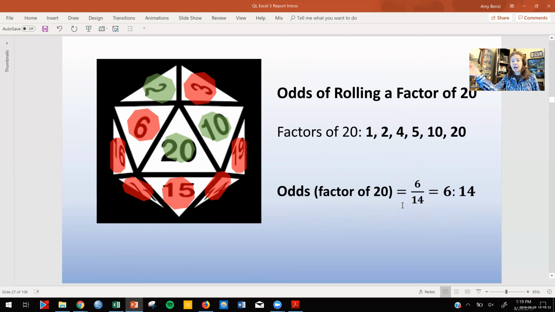So now what about the odds of rolling a factor of 20? The odds of rolling a factor of 20, well, we have 6 favorable outcomes and 14 leftover outcomes. So the odds of rolling a factor of 20 are 6 and 14.